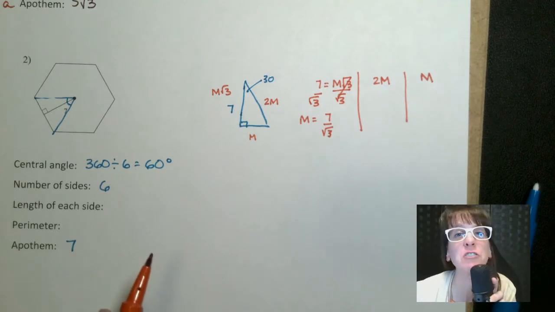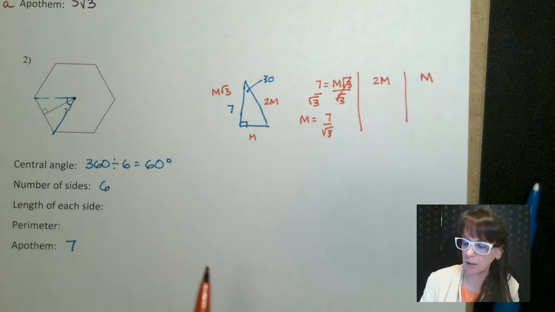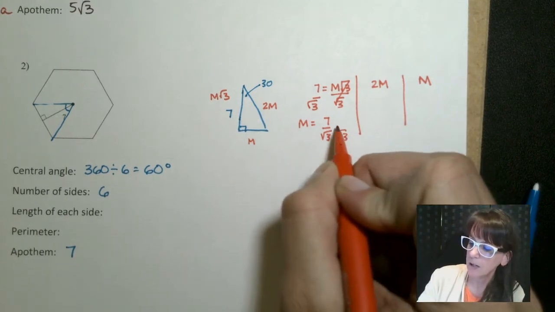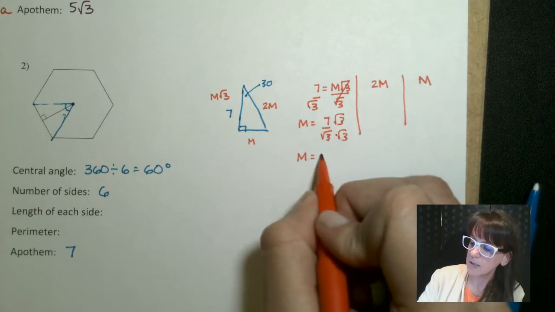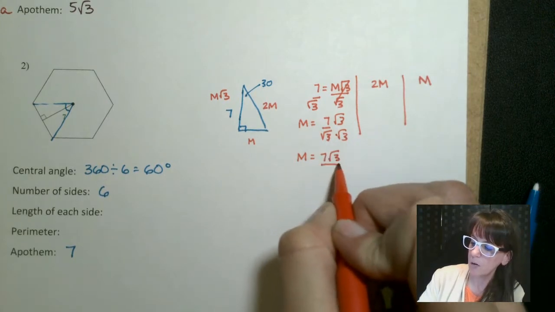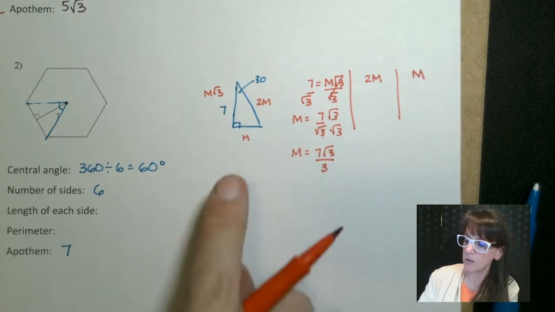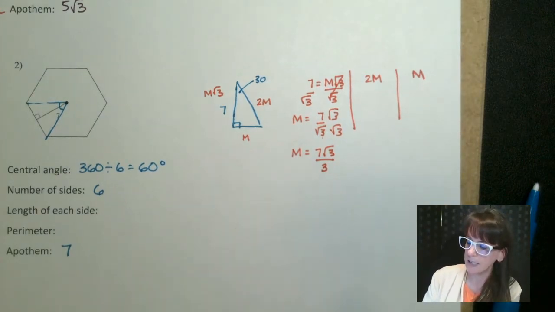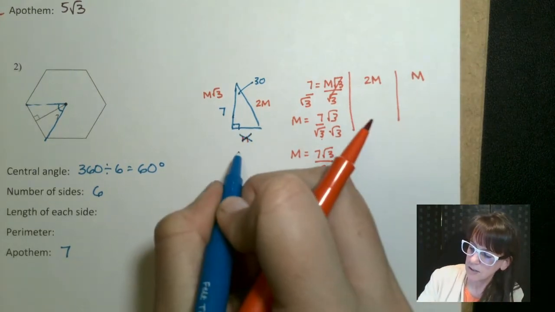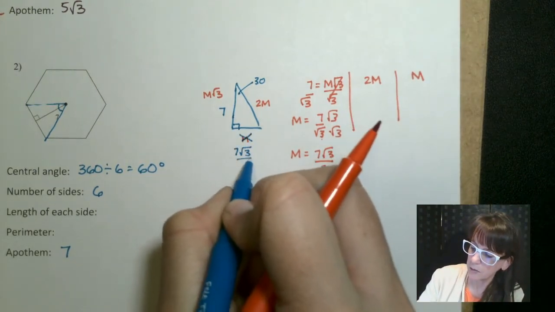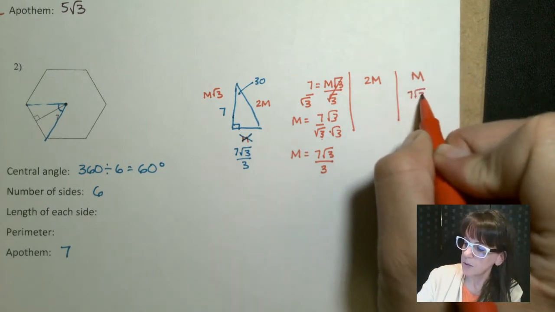No, we have to rationalize denominators. We are not allowed to have radicals in our denominators. So we're going to multiply by root 3 over root 3. So m equals 7 root 3 over root 3 times root 3 is root 9, which is 3. Okay, so this bottom part here, instead of m, it's just 7 root 3 over 3.